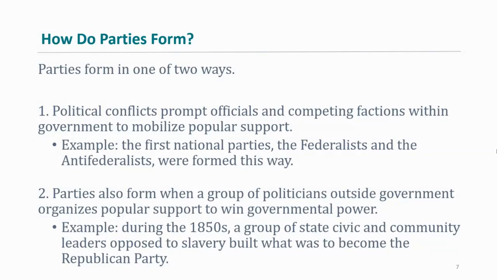Of course, we're also going to talk about the two-party system and how that's been the dominant system here. Parties also form when a group of politicians outside government organizes popular support to win governmental power.